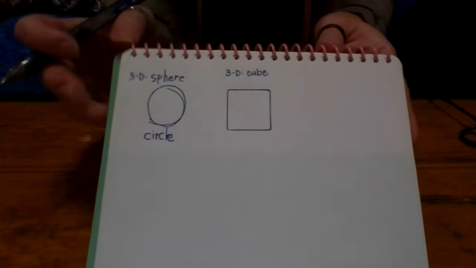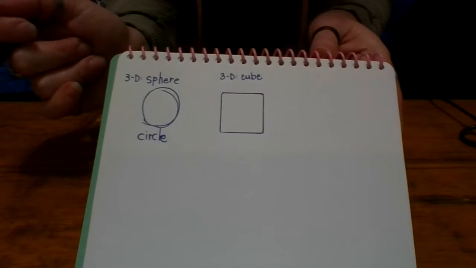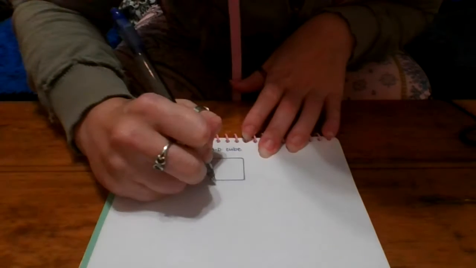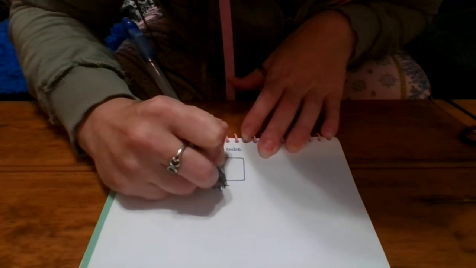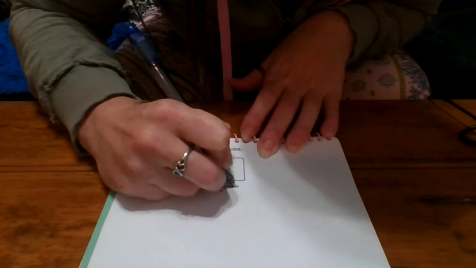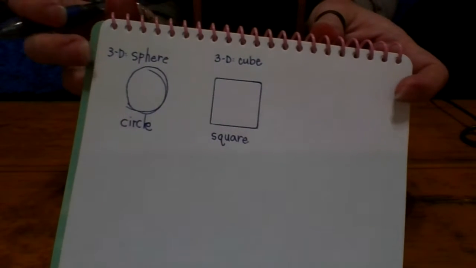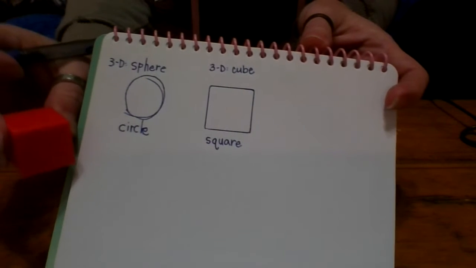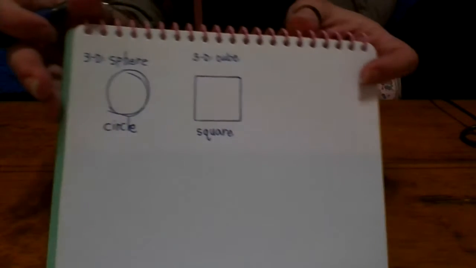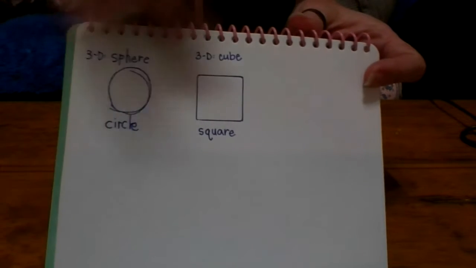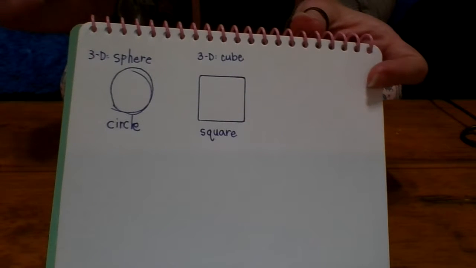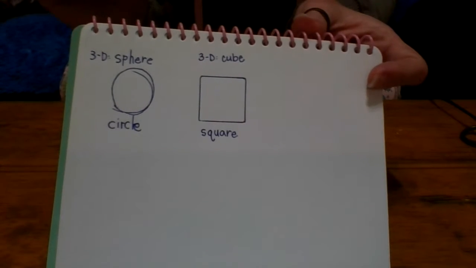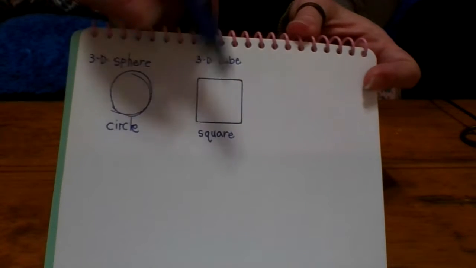So what shape is this flat surface right here? That's right, it's a square. Very good. So we're going to write square underneath it. So if I were to have pictures of like a cube and a sphere on the side of a page, and then I had rows and I said circle the picture that matches the shape of the side, if it was a cube, you'd be able to circle the square because that's what shape matches.